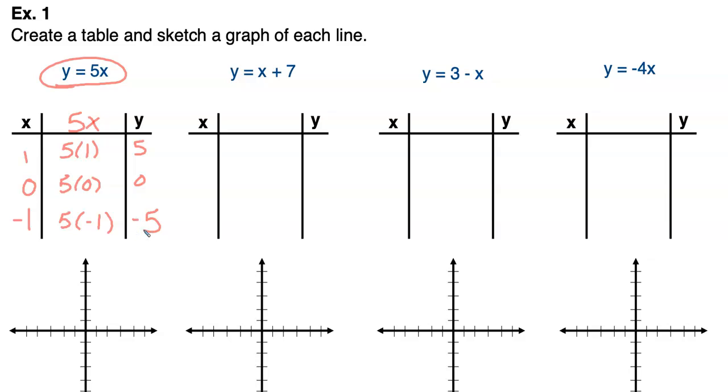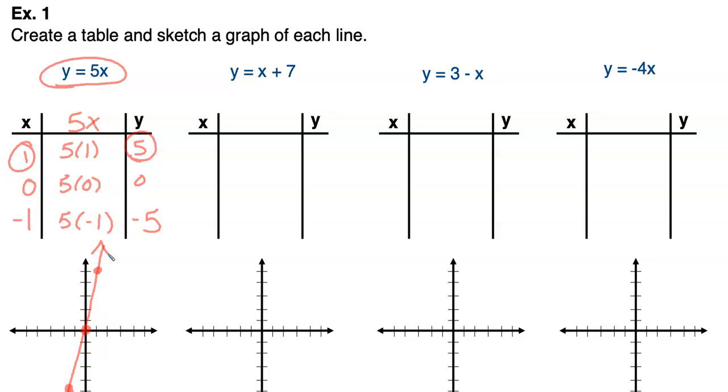And then I'm going to graph those ordered pairs. So my first one right here is when x is 1, y is 5. Should sit about right here. 0, 0 would be at our origin. And then -1, -5 would be about right here. I didn't leave myself very much room to do this. So my graph would look like that.